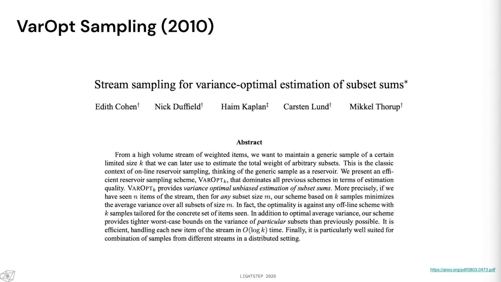And we actually found a solution in academia. There's a paper from 2010 called VarOpt Sampling that introduces an online reservoir sampling scheme. So reservoir sampling is the technique where you keep a reservoir of representative items that's some number smaller than the entire population, and you use those items to later answer questions about the entire population, which is exactly what we want to do.